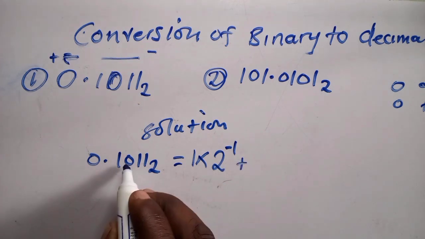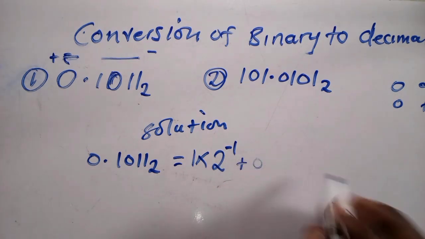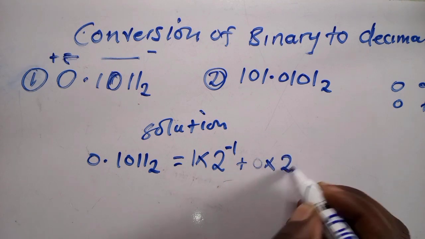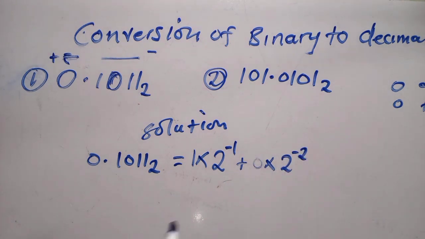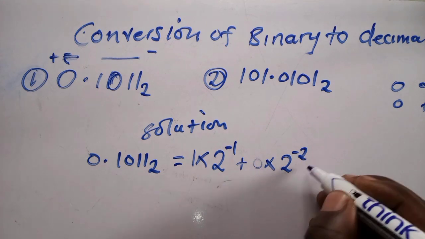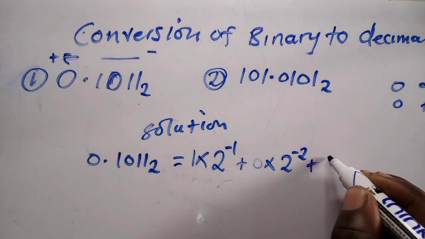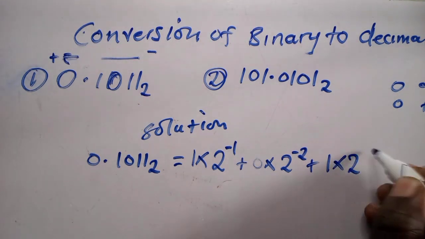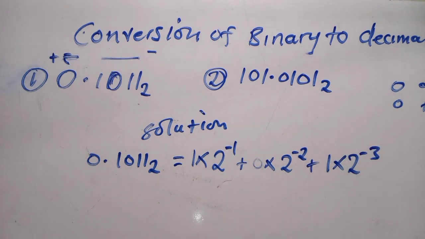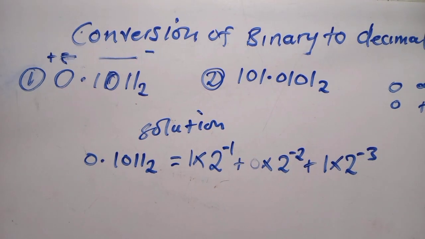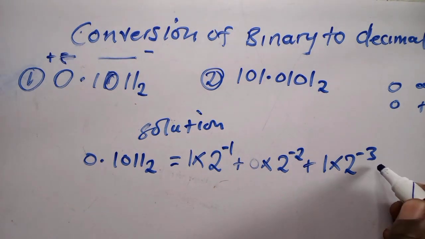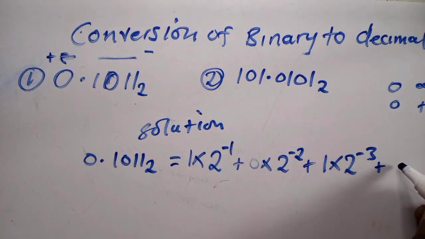Then plus this 0 here, 0 multiplied by 2 to the power -2, because we are moving from -1 to -2. Then plus this one, which is 1 multiplied by 2 to the power -3. We are still moving. The last one, which is plus 1 multiplied by 2 to the power -4.